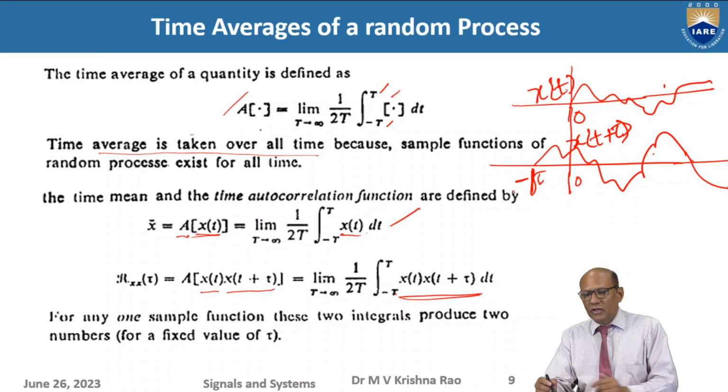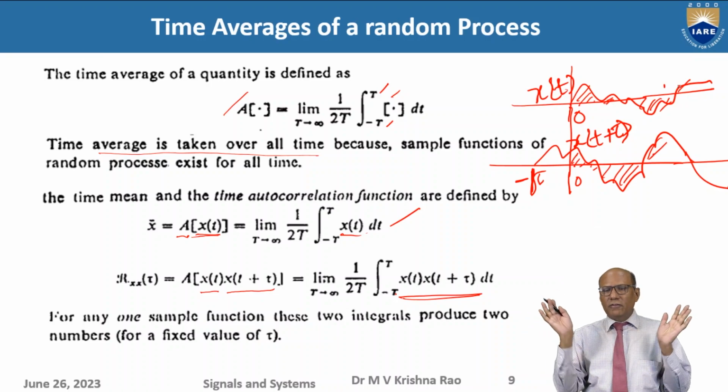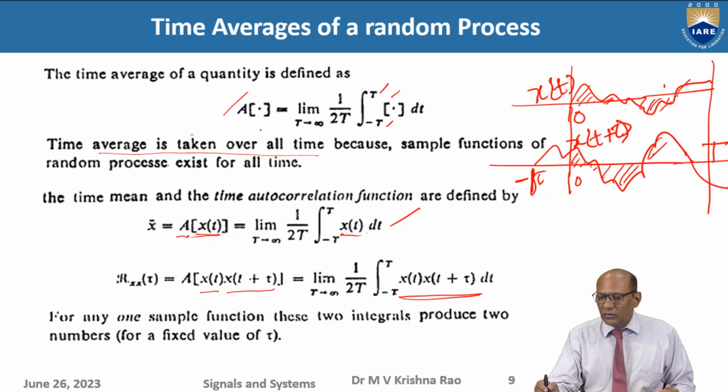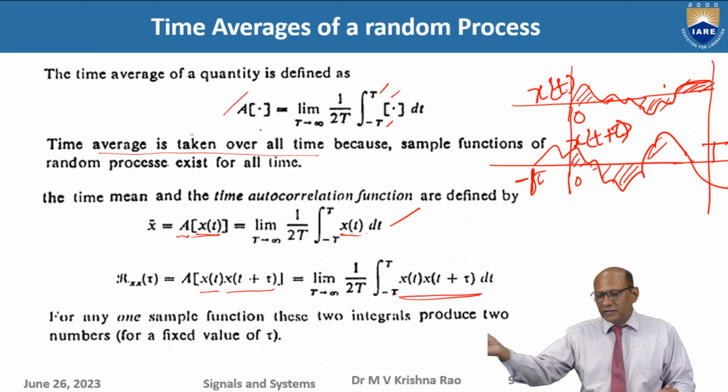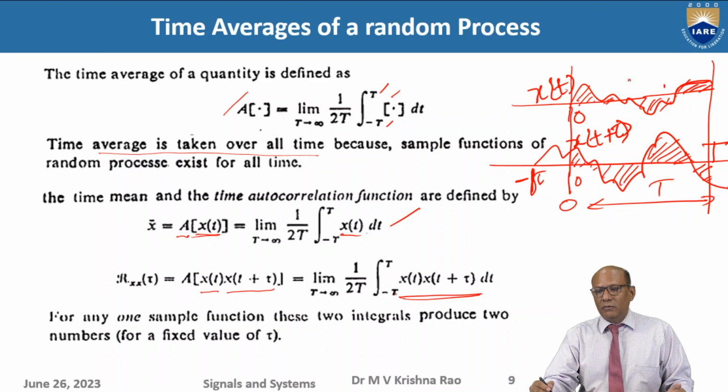For one tau I am shifting this, and I am finding this area multiplied by this area, whatever is the common area. Let us say it is infinite; you have to take infinite only. But because you are limiting it, you take only up to t. After that there is a waveform, but I don't consider it. I consider only 0 to t. I will multiply the original waveform with the shifted version of the waveform.